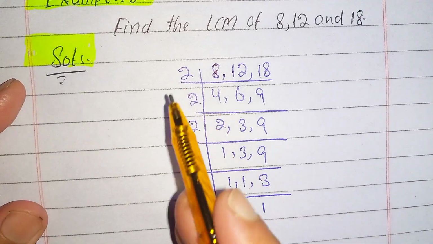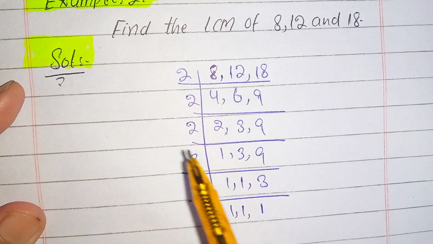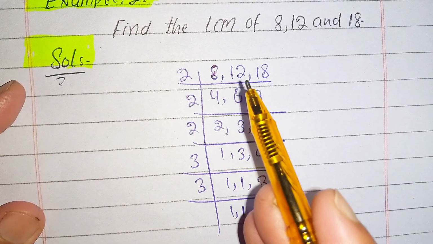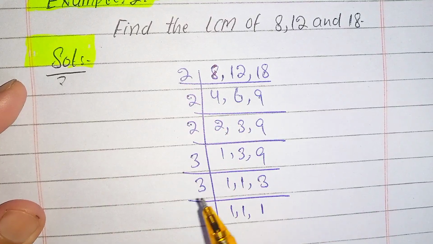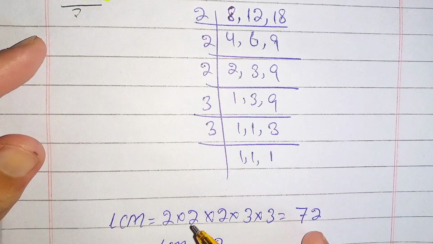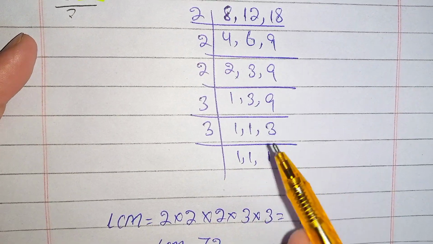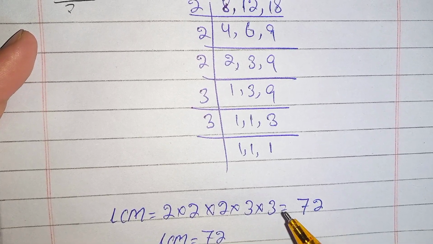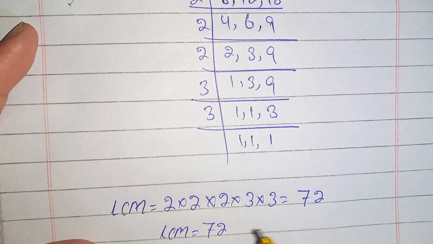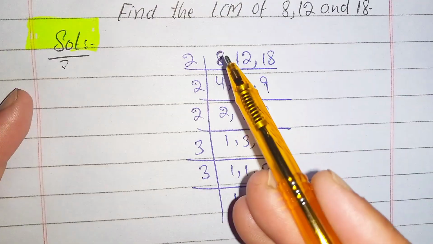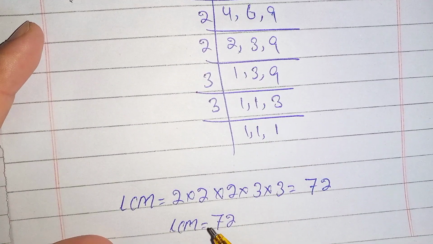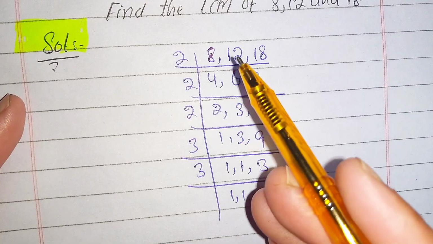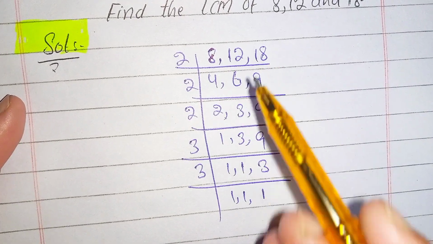Now these are the prime numbers that are the factors of these numbers. So to find the LCM of 8, 12 and 18, we have to multiply all these prime numbers. So the LCM of 8, 12 and 18 is equal to 2 times 2 times 2 times 3 times 3, which is equal to 72. So the LCM of 8, 12 and 18 is equal to 72. Now 72 is a number that is divisible by 8, 12 and 18 simultaneously.